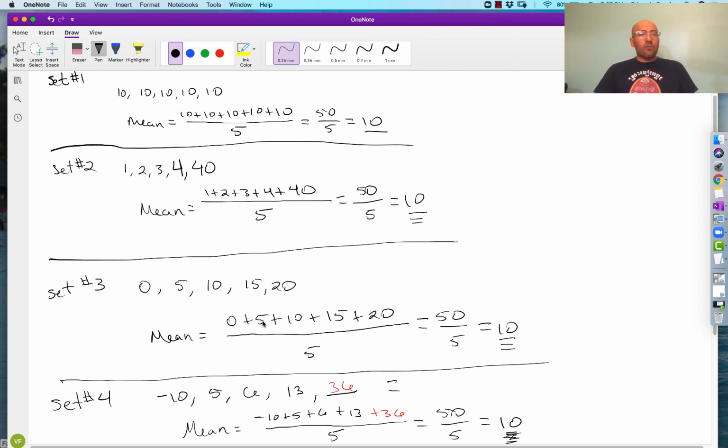Okay, so we need some way of describing the dispersion, how spread out the data is, right? Here, the data is very clumped up. It's the exact same number. Here, it's a little bit more spread out.